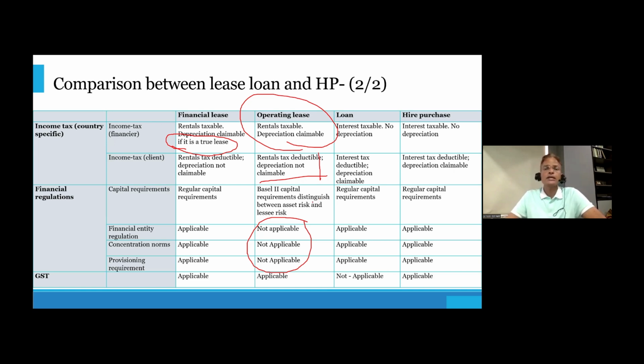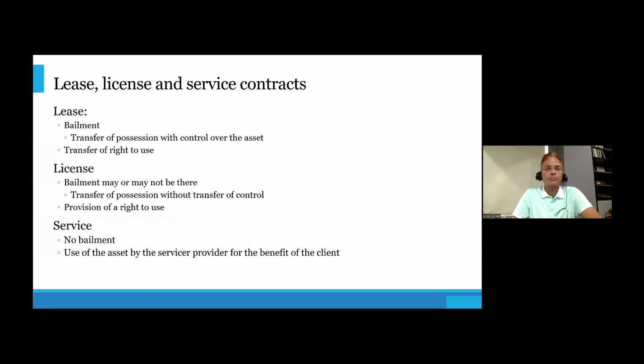GST, by the way, does not make a distinction between financial leases and operating leases. GST does not make a distinction. GST is therefore applicable on the lease rentals in case of financial leases. It's applicable on the lease rentals in case of operating leases. It's applicable on the value of goods in case of hire purchase too. Hire purchase is taken more like supply of goods. Leases are taken more like supply of services.